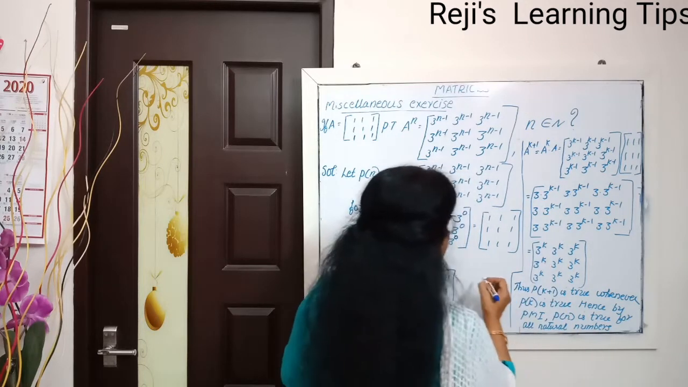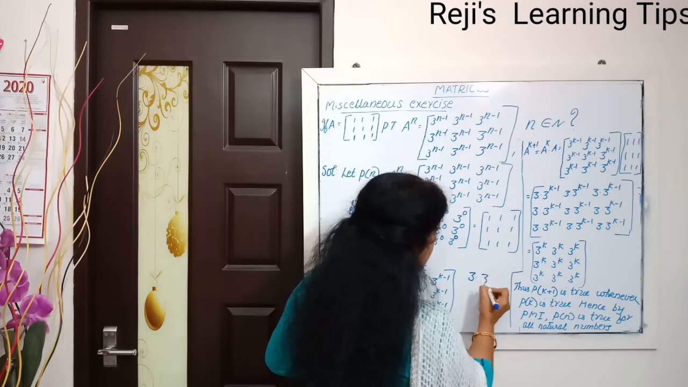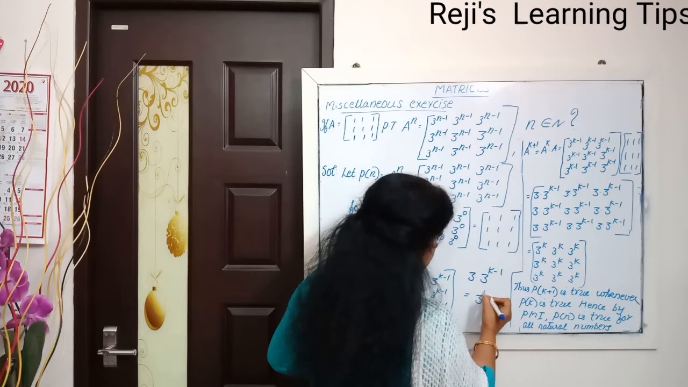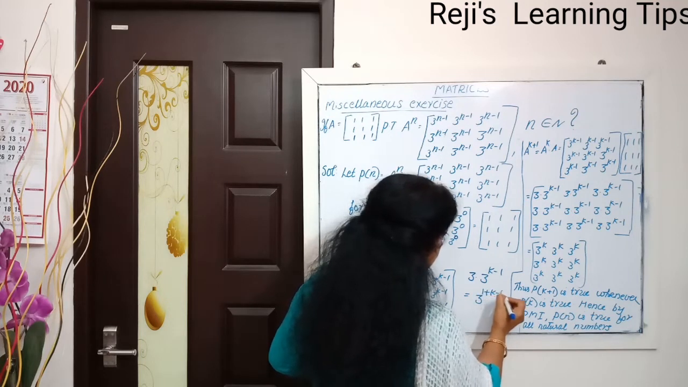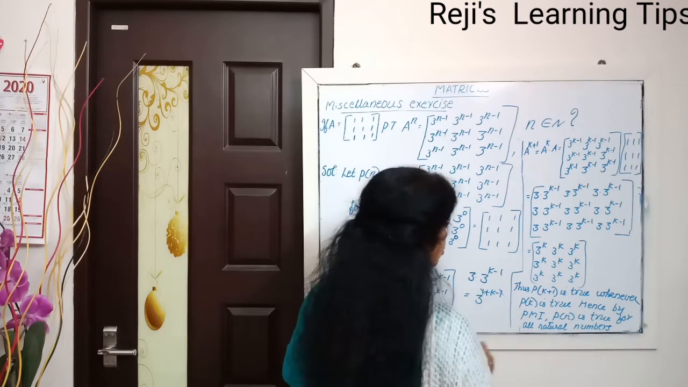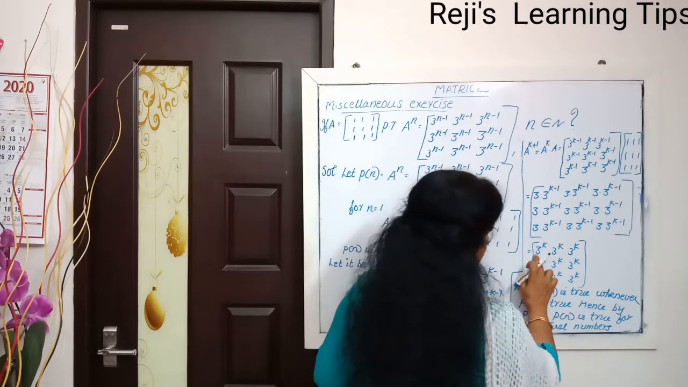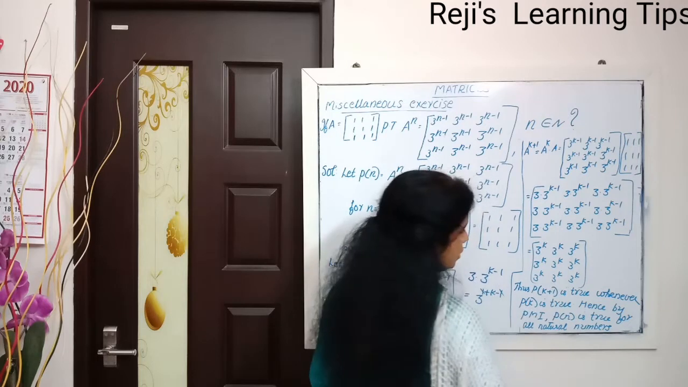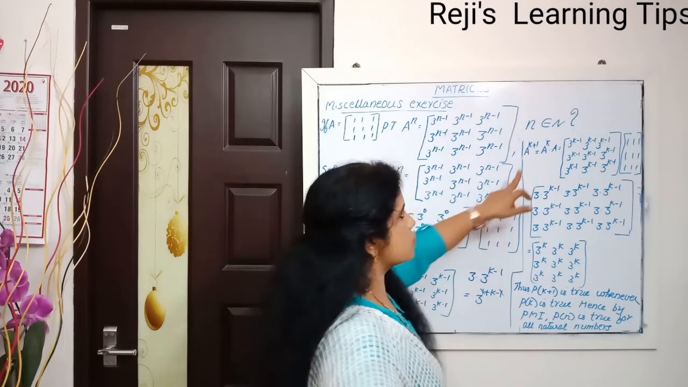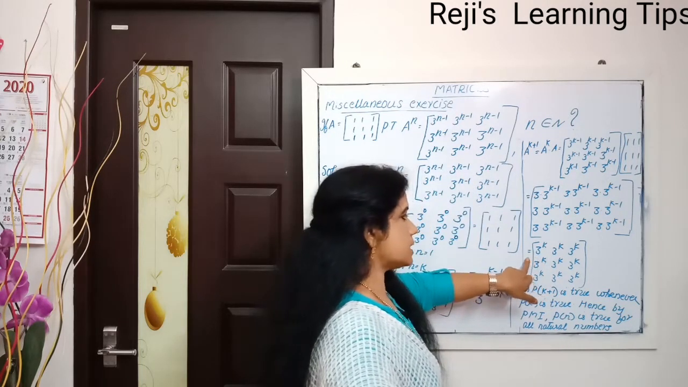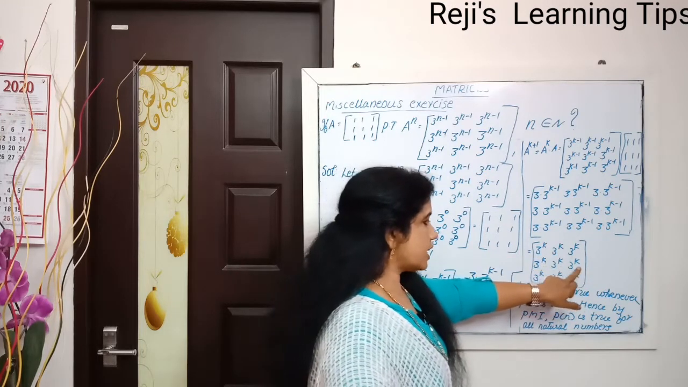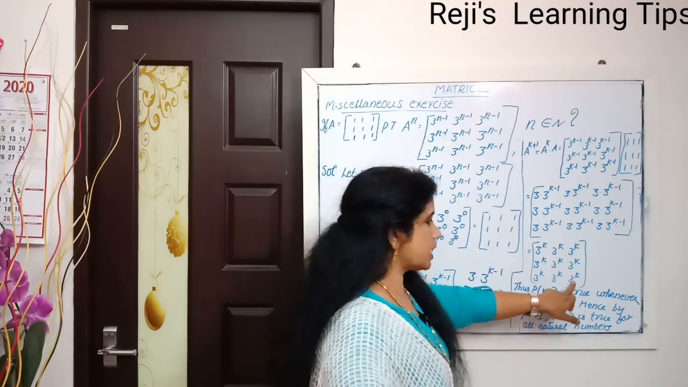3 into 3 raised to k minus 1, bases are same, so we should add the exponents. So 1 plus k minus 1, that is equal to 3 raised to k. So we should write here 3 raised to k, and in every entry also 3 raised to k. So A raised to k plus 1 is equal to the matrix with every entry 3 raised to k.